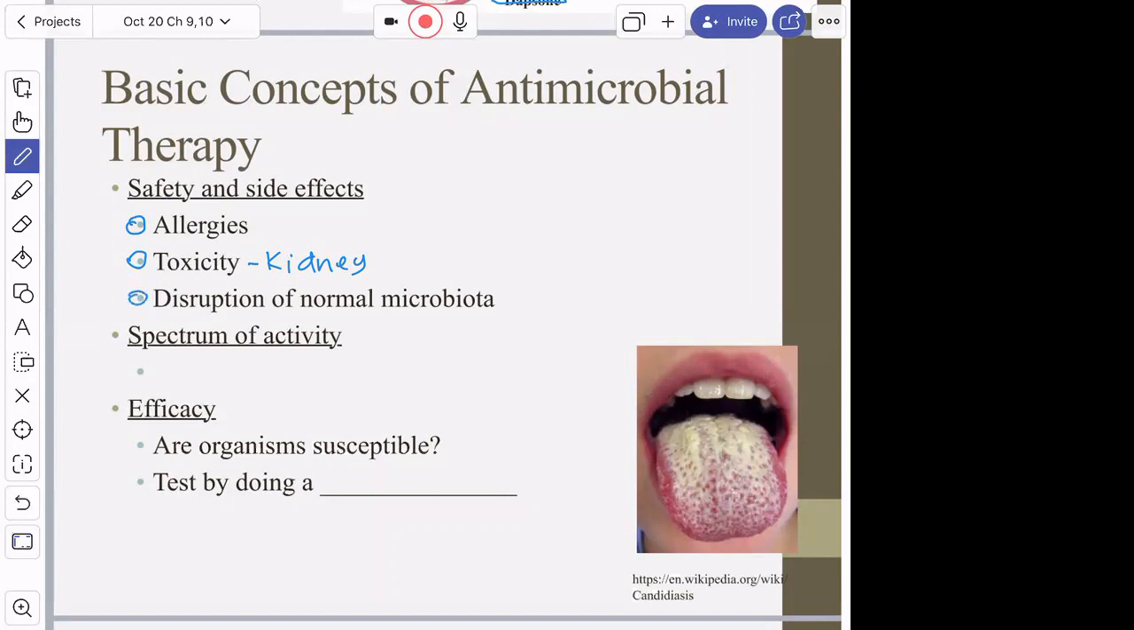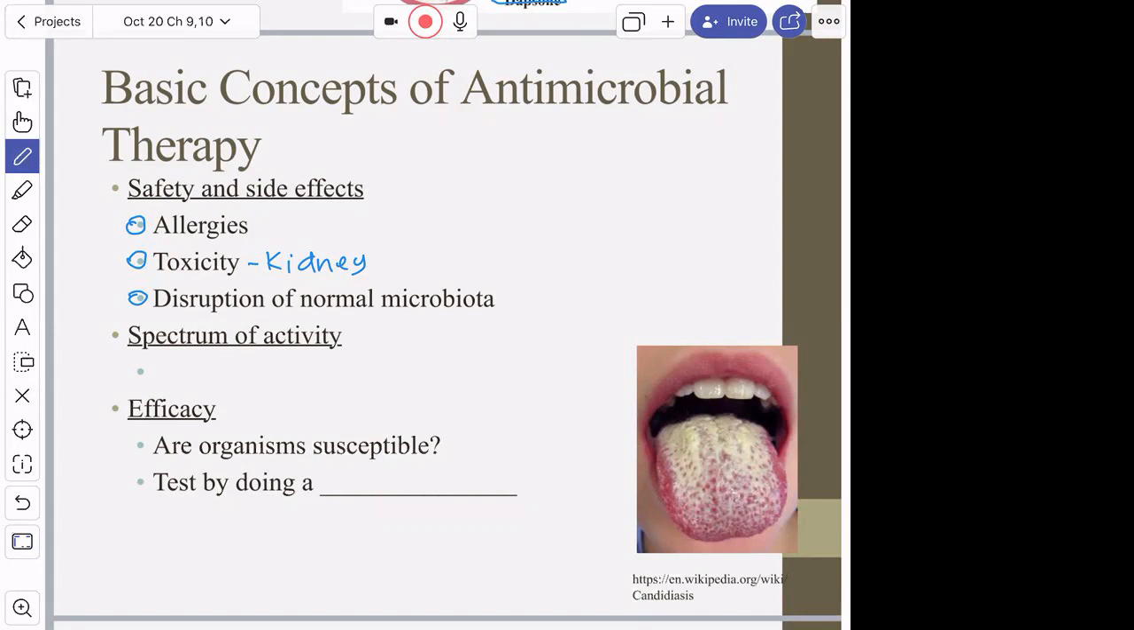And this disruption of normal microbiota. So this is something that we have a long way to go in understanding, but we're starting to kind of key into this. This is the main reason that we want to use antibiotics as rarely as possible. Okay, we want to keep them for when we absolutely need them and not use them when they're not necessary, because they do disrupt our good bacteria.